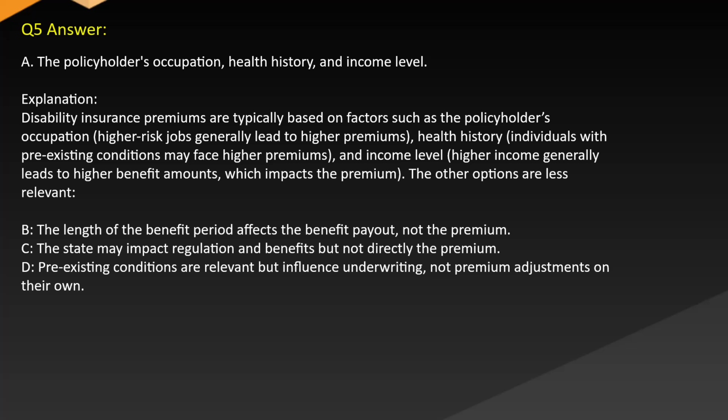The other options are less relevant. B. The length of the benefit period affects the benefit payout, not the premium. C. The state may impact regulation and benefits, but not directly the premium. D. Pre-existing conditions are relevant but influence underwriting, not premium adjustments on their own.